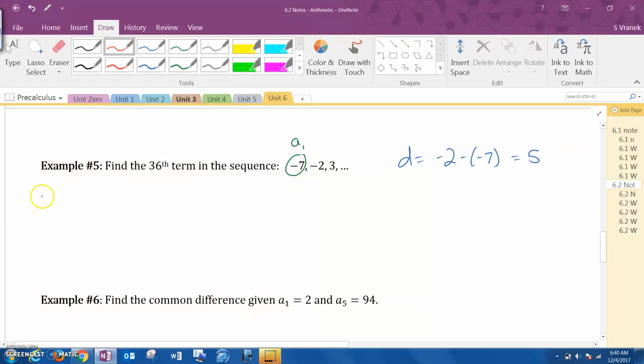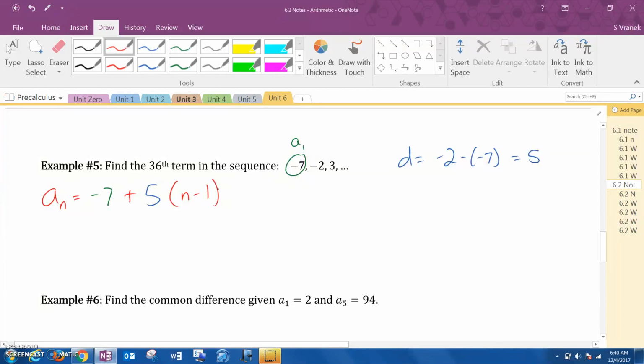So now I can write the nth term. a sub n is equal to the first term, negative 7, plus the difference, which is 5, times n minus 1. That's my general formula. I can use this now to find any term I want. That's what's great about arithmetic, and we have this formula.